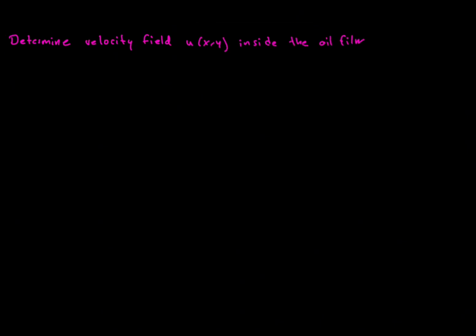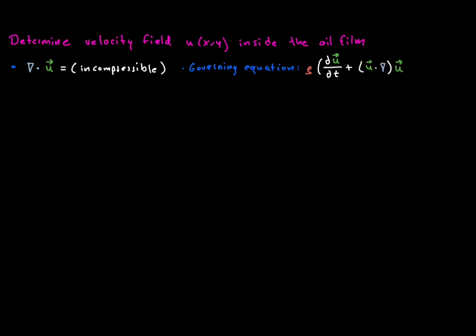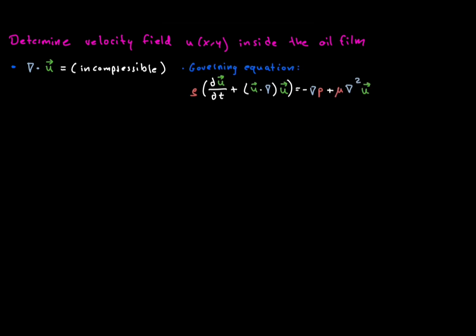We begin with the incompressible governing equations. First, continuity: nabla dot u equals 0. Second, the Navier-Stokes equations: density times the quantity partial u over partial t plus u dot nabla u equals minus gradient p plus mu times nabla squared u. We now simplify step by step.